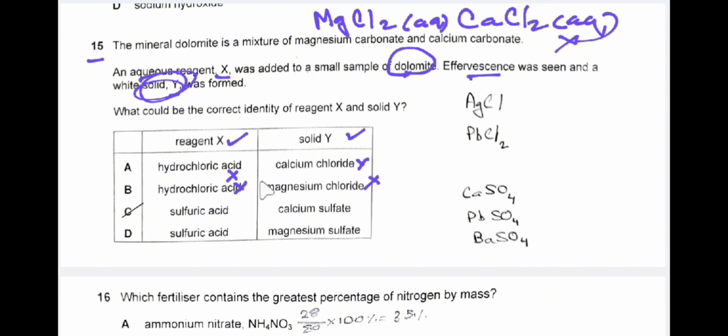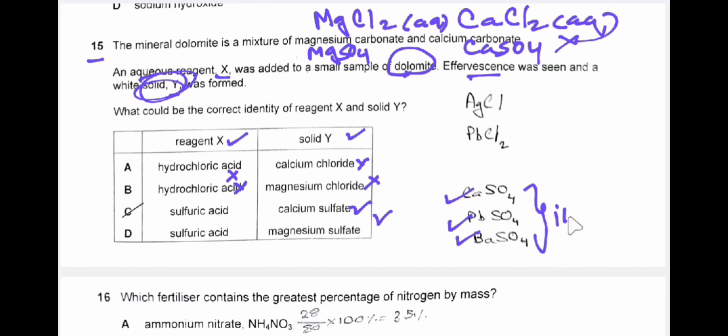Then for sulfuric acid, if we add sulfuric acid, magnesium sulfate and calcium sulfate are formed. And for these sulfates, what is solid? For the solid, we have to remember that all sulfates are soluble except calcium sulfate, lead(II) sulfate and barium sulfate. These are all insoluble. And magnesium sulfate is soluble, so it is present in aqueous form. So this is wrong, and the solid that is present is calcium sulfate, that is the insoluble sulfate.